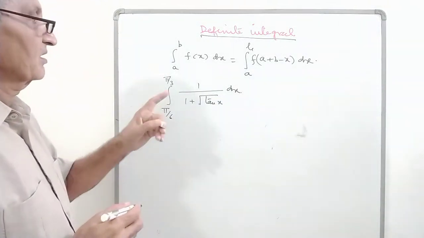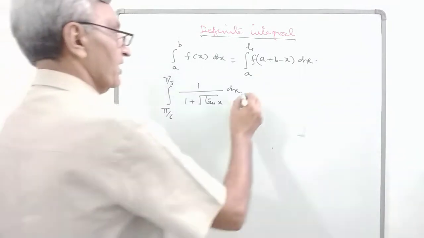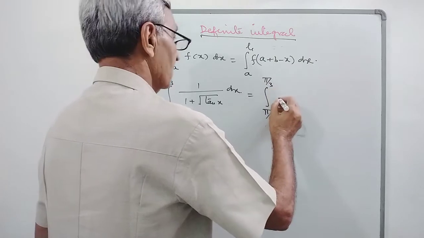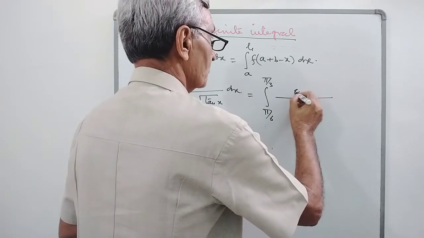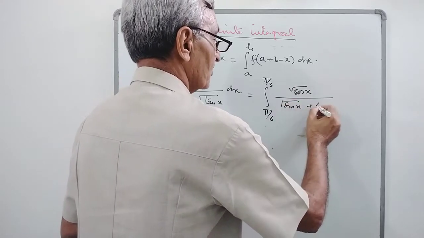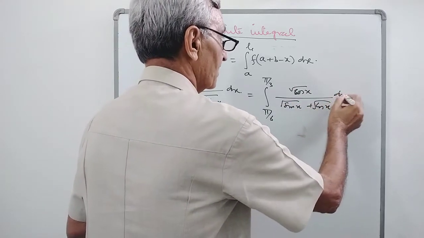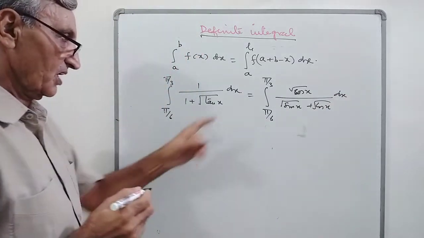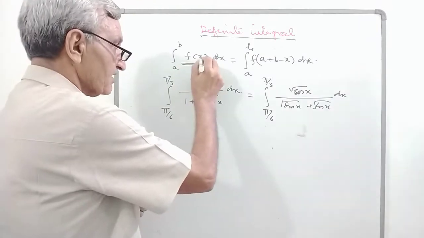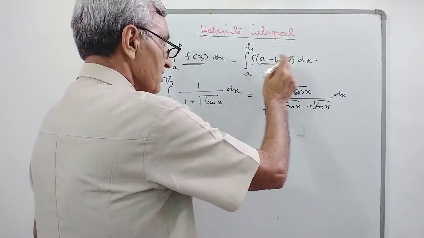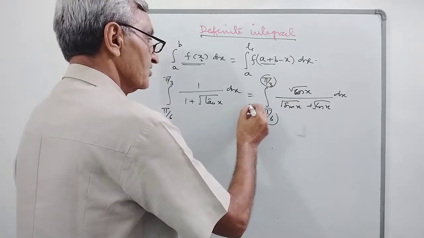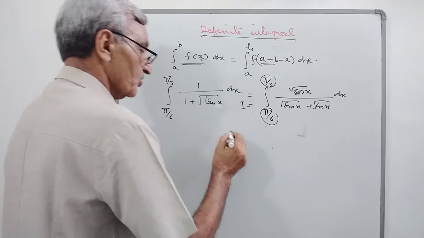Well friend, let me write down again. It is equal to integral from pi by 6 to pi by 3. It is sin and cos. This is equal to the under root of cos x over the under root of sin x plus the under root of cos x. Okay, I did that. This I consider. I use this in place of x. I write a plus b minus x. What is a plus b? It is equal to 90. So this is equal to I. This is also equal to I.